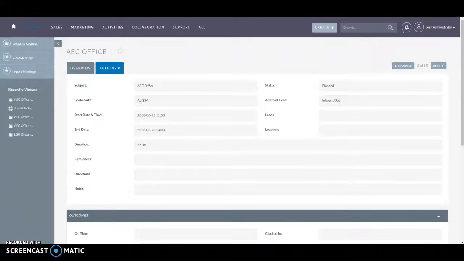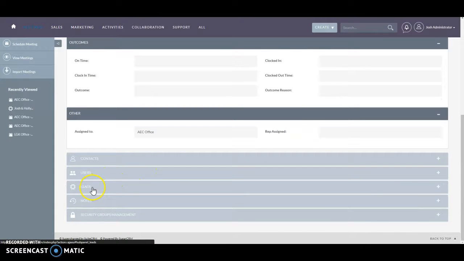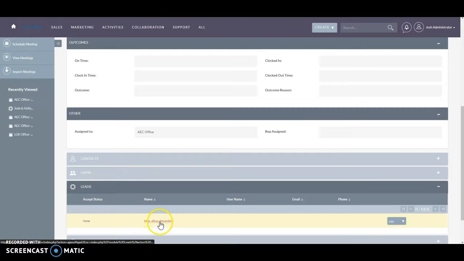Hey Altaf, I figured it would be easier to explain this way what's going on. So this is an appointment that was set and the leads were not saved in the field that they relate to. But if you come down to the relationship, it did save.